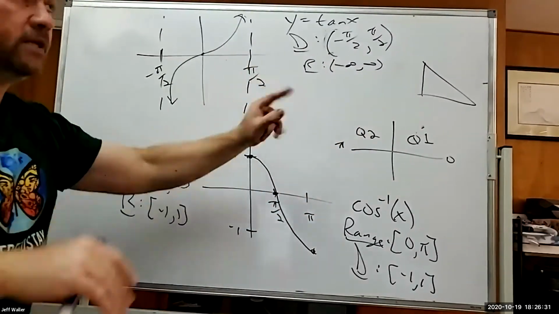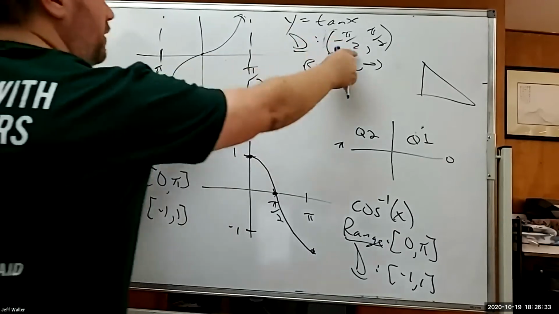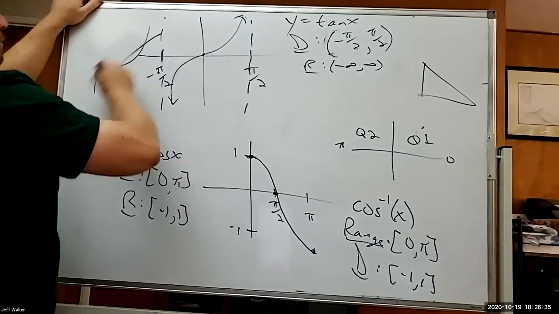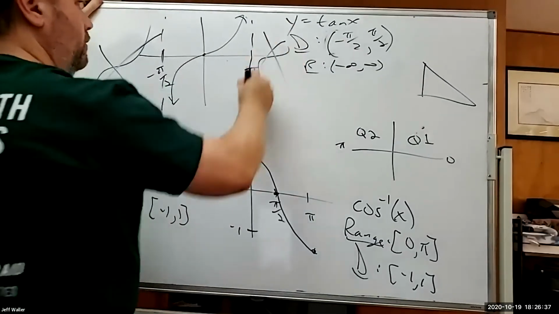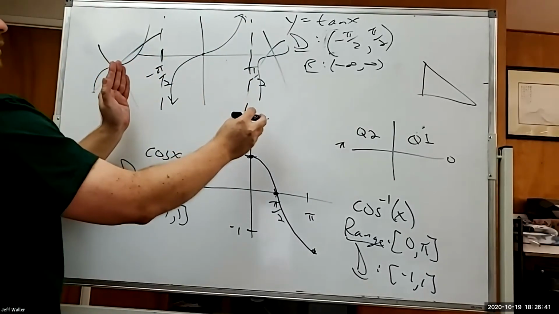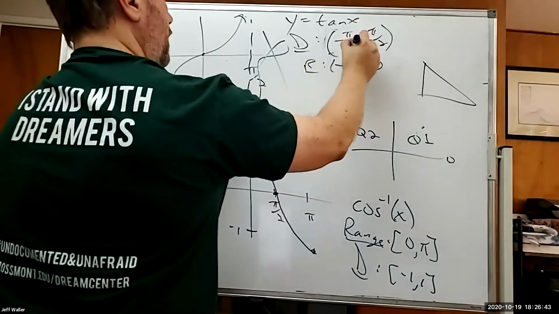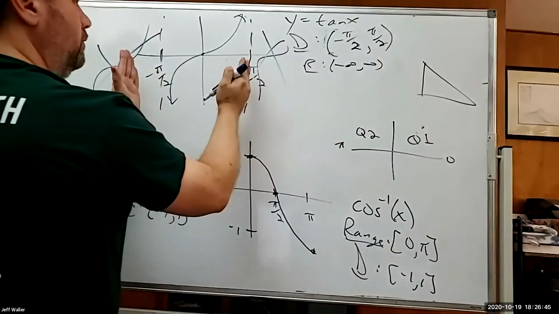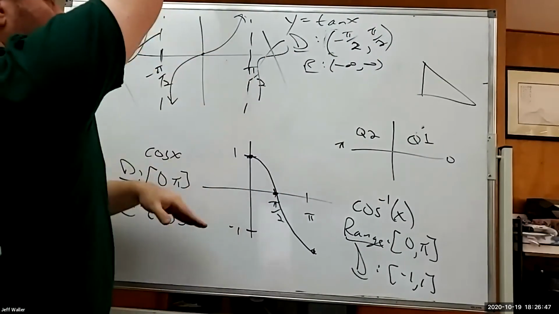All right, let me stop for a minute. Is that cool? I got to restrict it to be this because it does repeat forever, but I got to throw that out. I got to focus on this. So then it's invertible. It's 1 to 1. So the domain is negative pi over 2 to pi over 2. The range is negative infinity to infinity.